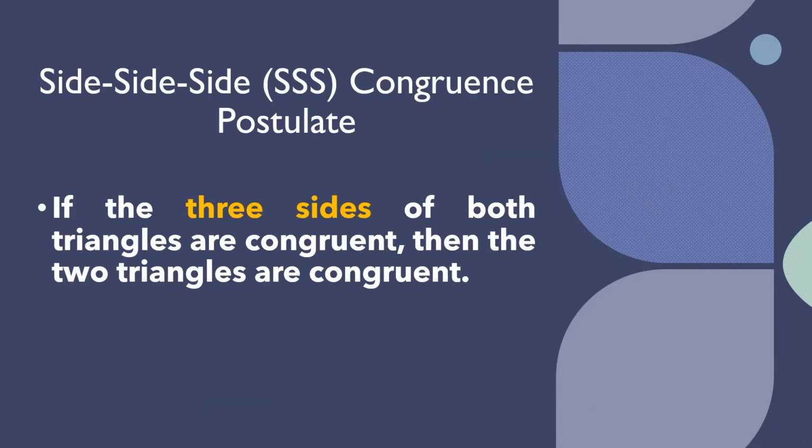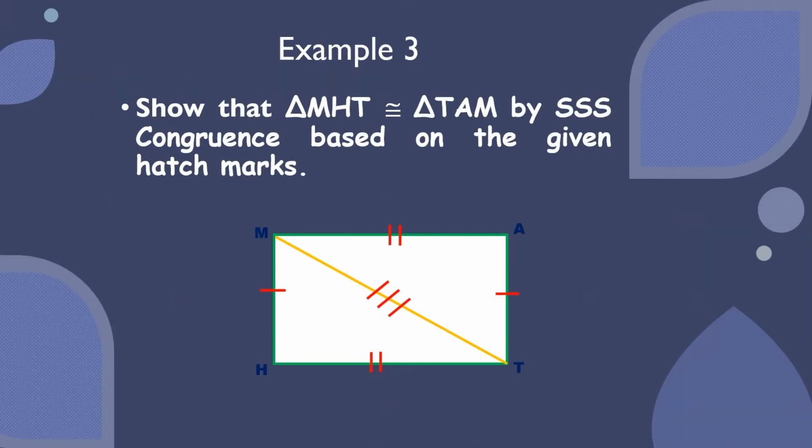For the next congruence postulate, we have side side side or SSS. This states that if the three sides of both triangles are congruent, then the two triangles are congruent. Let's study this illustrative example. The figure is a quadrilateral, specifically a rectangle. It is labeled as MATH. Triangle MHT and triangle TAM are formed when diagonal MT bisects the rectangle.